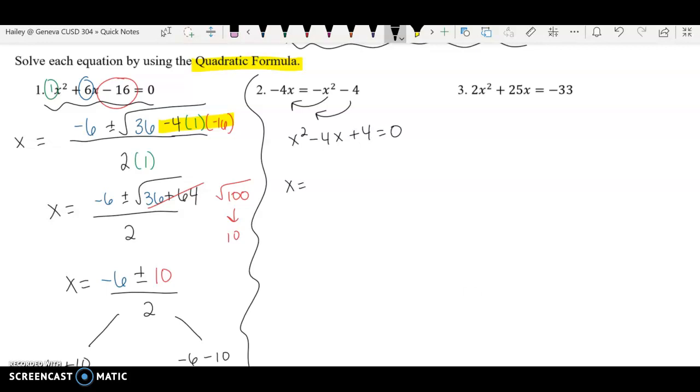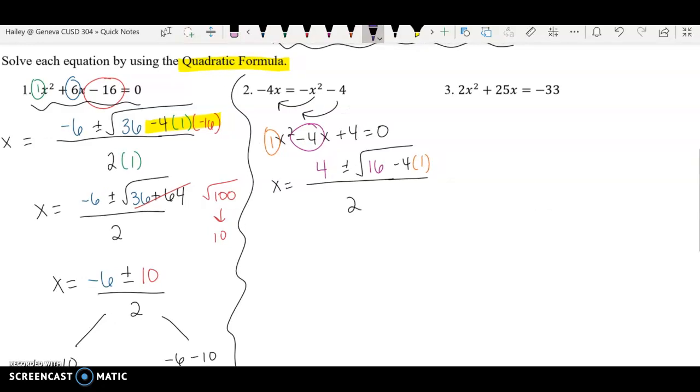So I'm going to start setting it up the same way, just because I like color coding it. So we have x equals opposite of b. b is -4, this becomes a +4, plus or minus the square root of b squared, which is 16, minus 4 times a. Again, a is 1 this time, times c, which is +4.